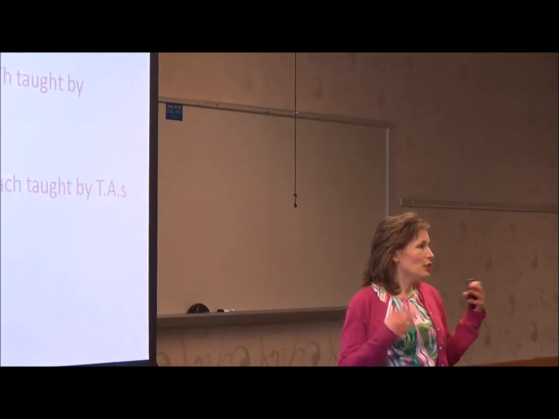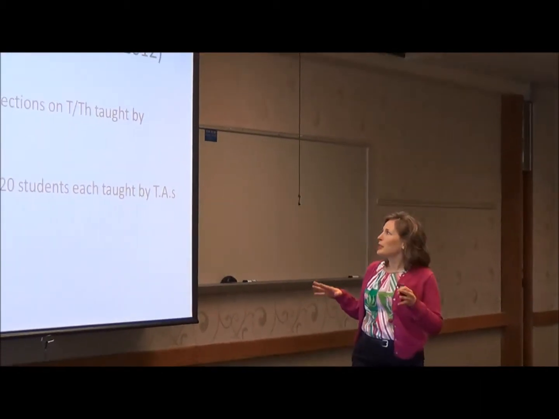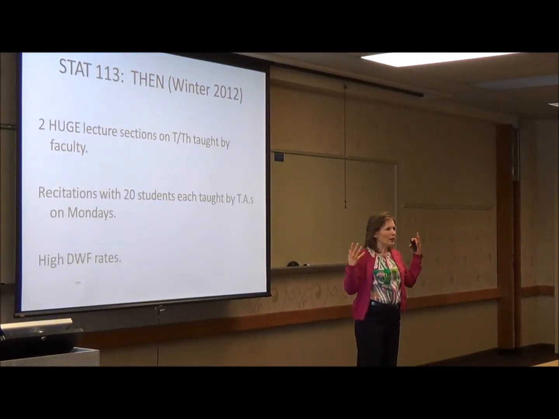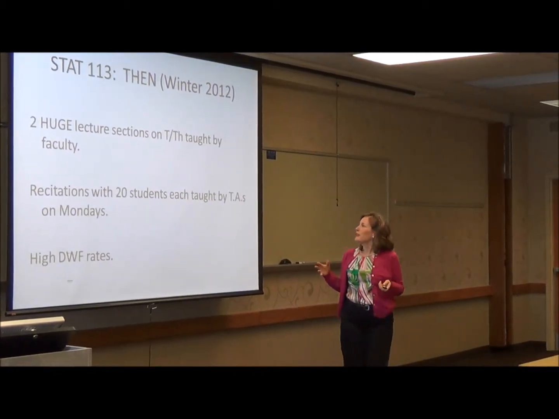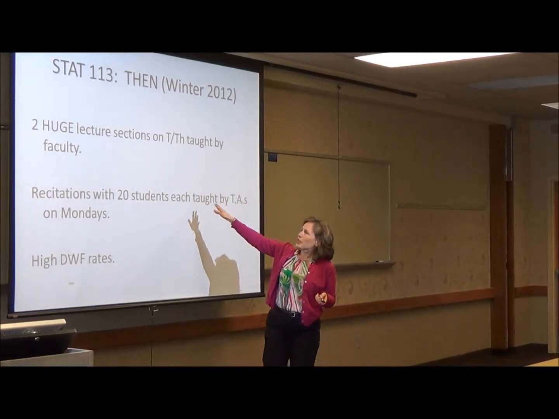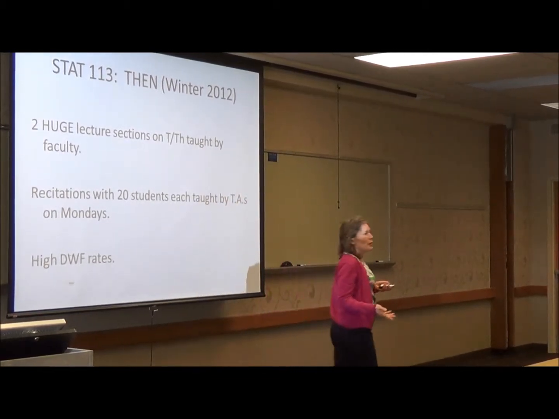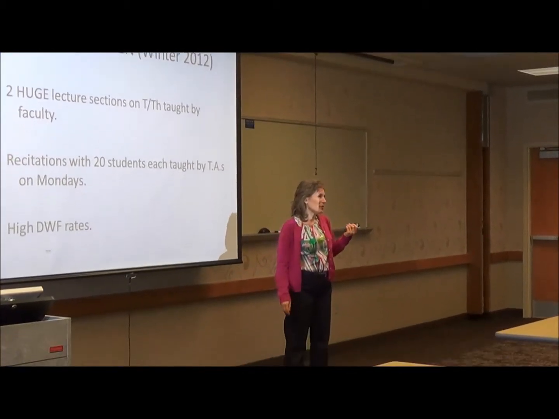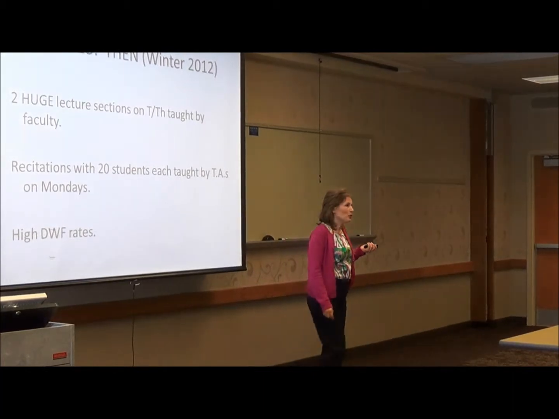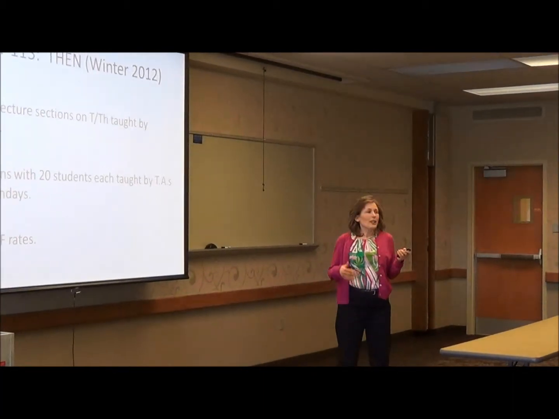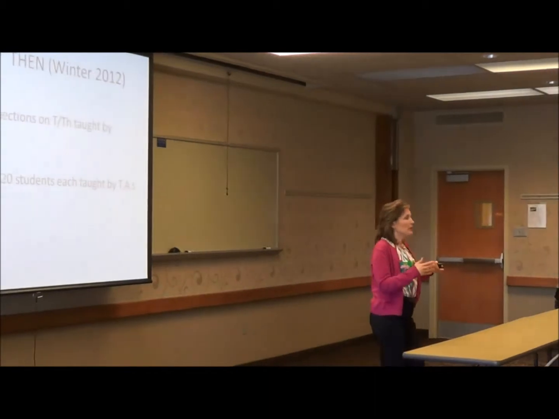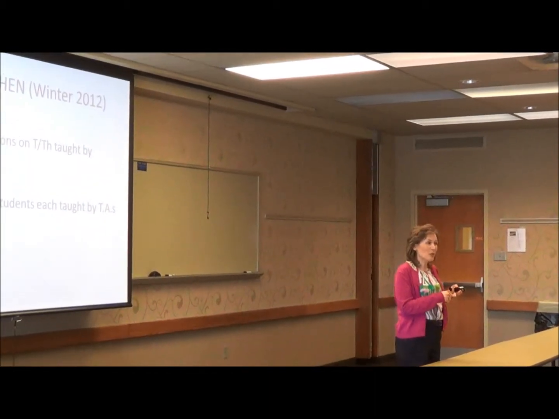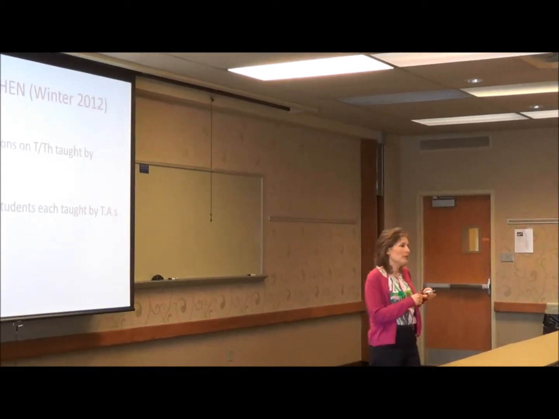Okay, so then I got tossed into 113, which has a very different setup. It's about 500 students, but it was taught in 2 large lectures with about 200 to 300 students per section. The lectures happen on Tuesday, Thursday. The recitations with TAs happen on Mondays. And high DWF rates. We were in trouble. We were getting fussed at because our DWF rates were too high. That's your percent of students who get a D or an F or who withdraw from your class. And if you're above 20%, you get in trouble. And we were above 20%.